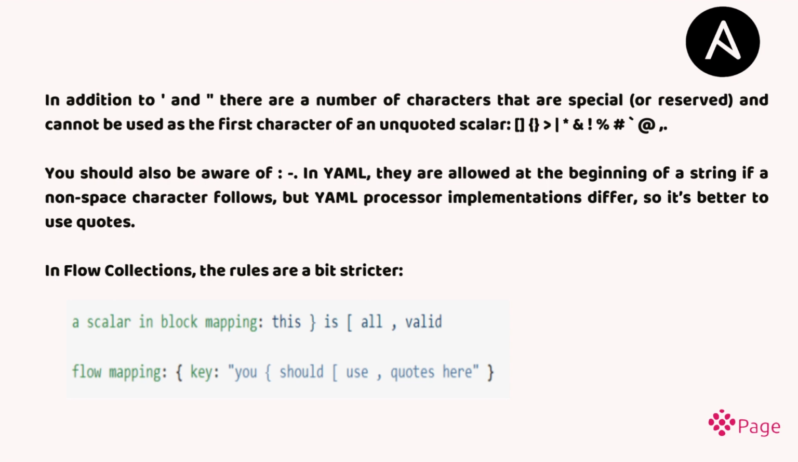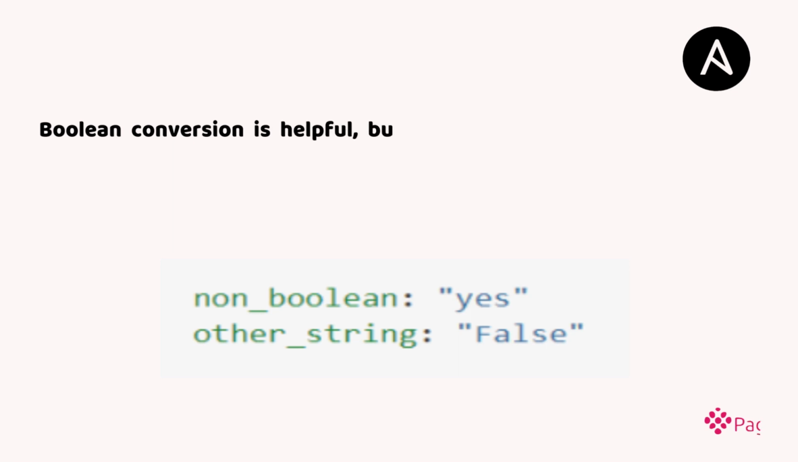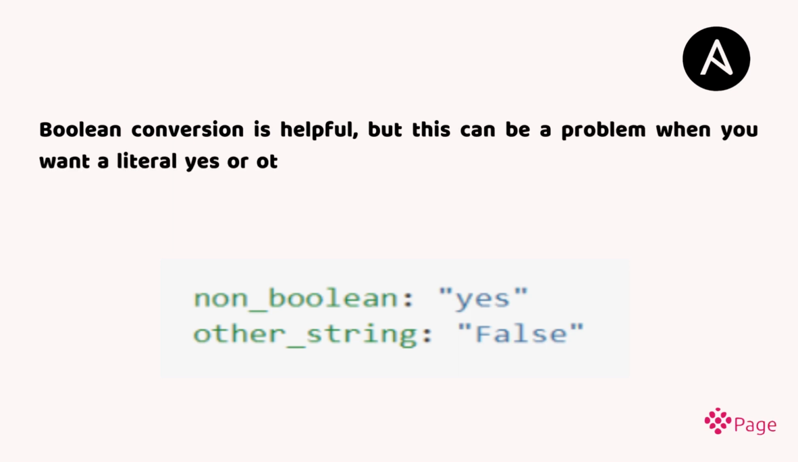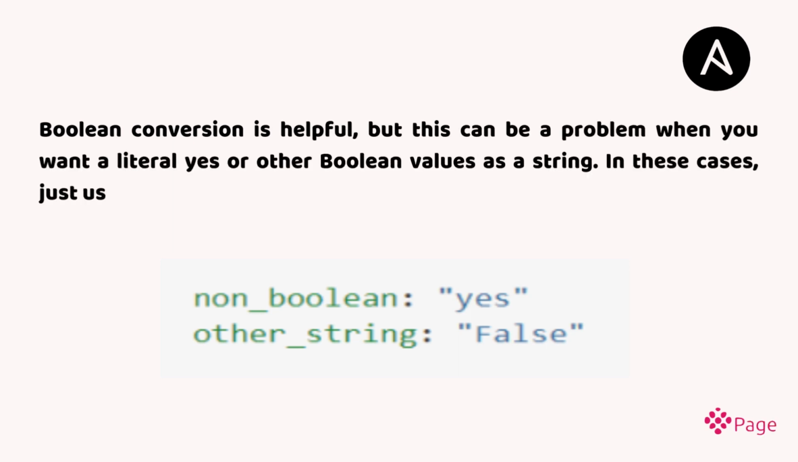In flow collections, the rules are a bit stricter. Boolean conversion is helpful, but this can be a problem when you want a literal yes or other Boolean values as a string. In these cases, just use quotes.